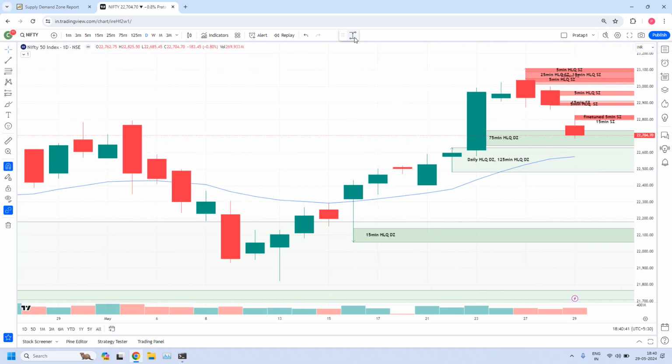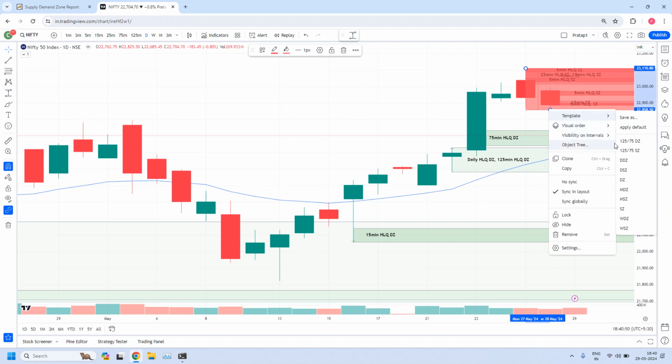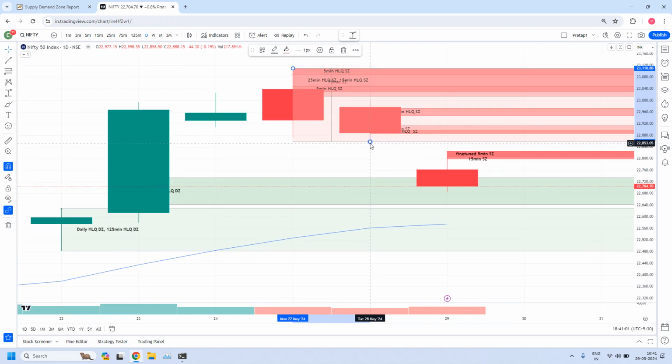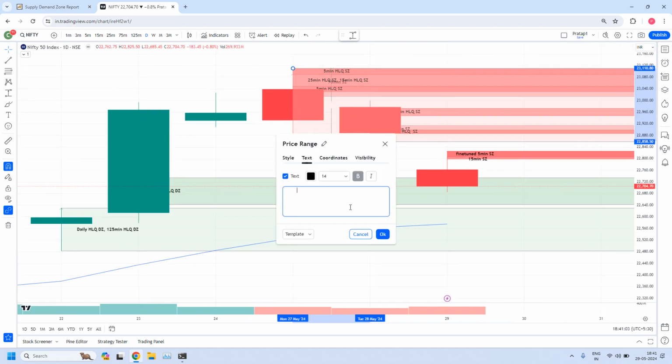So how will you draw the supply zone? The high of this candle. Let me change the color to a light color. Okay, so this is the daily supply zone. This is a normal supply zone, not a high liquidity one. So let me add the label.